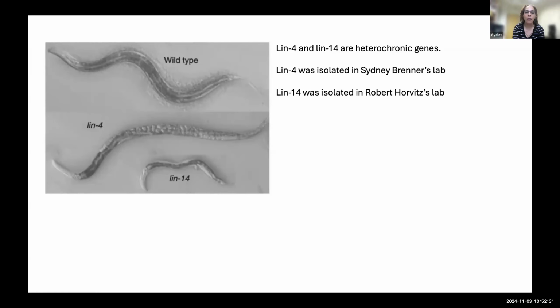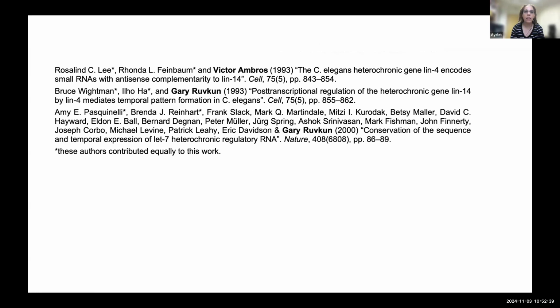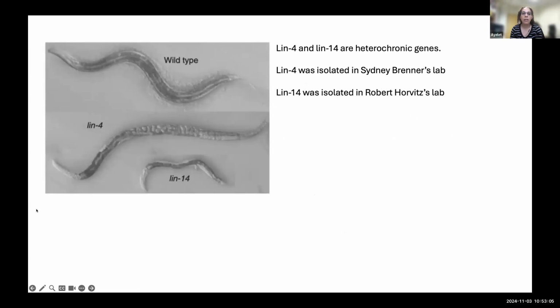And after they started their own labs, both at Harvard, they both continued to study the lin-14 and lin-4 genes to understand better how the heterochronic genes work. So also in Bob Horvitz's lab, they found that lin-4 negatively regulates lin-14, and as you can see from the phenotypes, if we go back, lin-4 is pretty long, and lin-14 is pretty short.